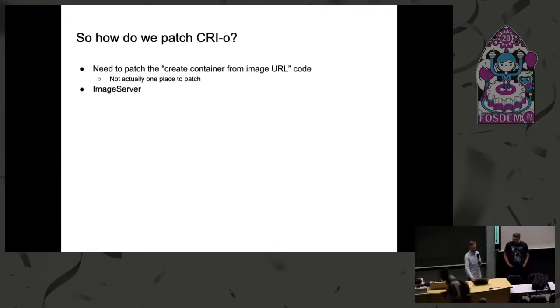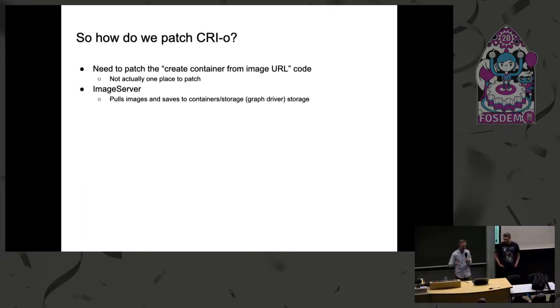And the approach that we're taking now, what you'd like to do is have a high level function that says, okay, I've got this image URL and I'm going to create a container from it, and I want to just cut off there and do my special SquashFS thing. But it's not quite that easy. There isn't really one place to patch there. There's code that implements the process of pulling images and saving to storage, and there are some assumptions around that extract step in there, and using the graph driver primitives.